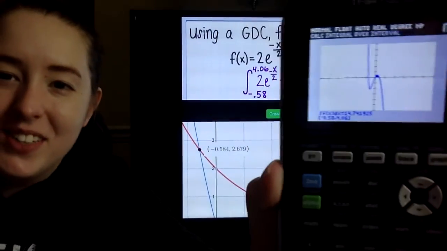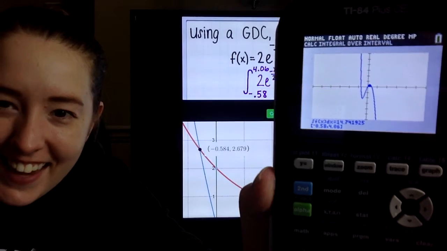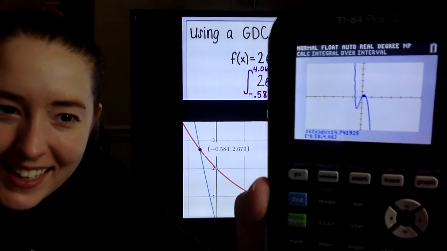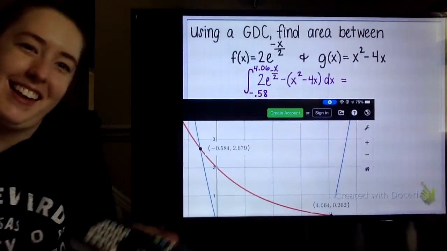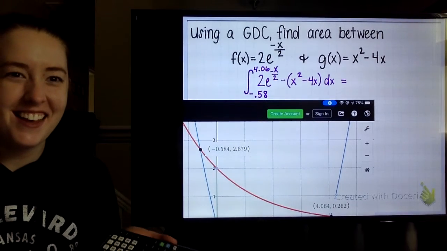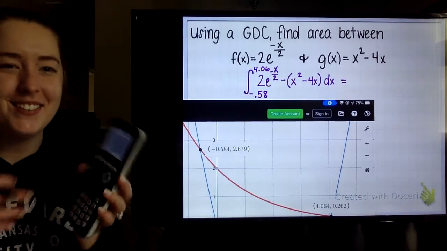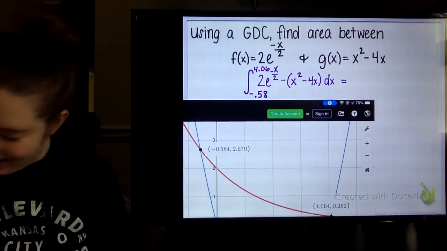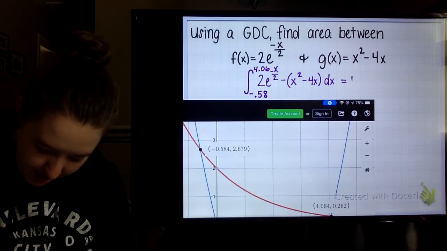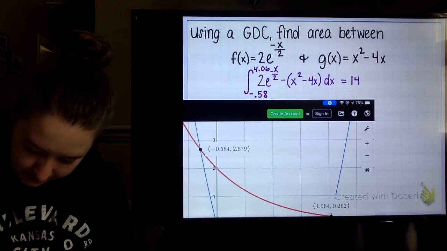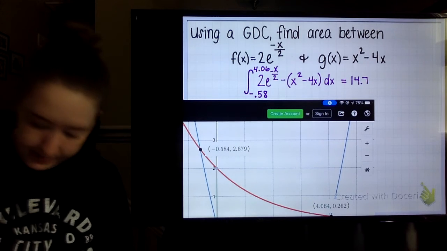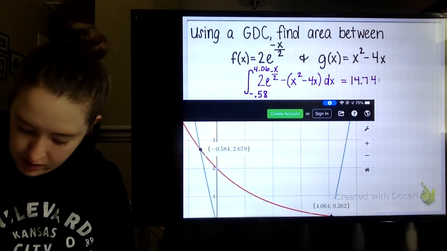What also is pretty cool is, hey, look, they'll even show you the area that's colored in. Isn't that neat? I like that. My calculator didn't do that. The new fancy ones do though. Anyways, so that ends up being about 14.74 units squared.